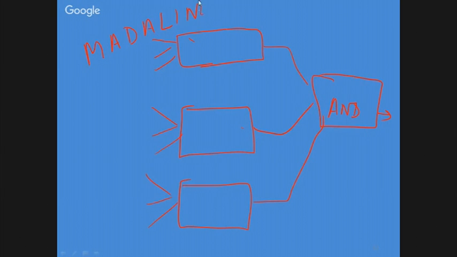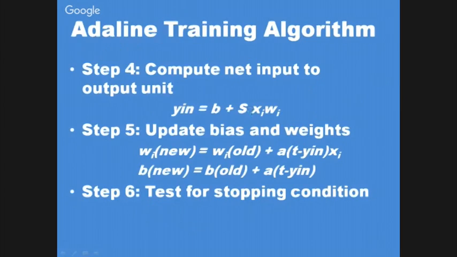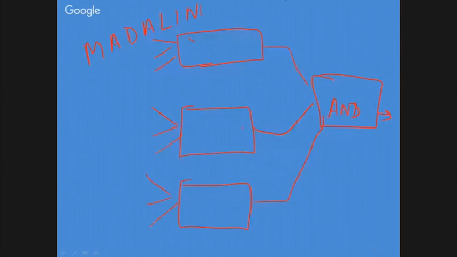M-A-D-A-L-I-N-E, many Adaline. So this is your multiple Adaline network. That's why it is known as Madeline. When you connect multiple Adalines, these are all Adaline. So if these are 1, 2 and 3, then you can connect them with the AND operation, and finally you get the output of the Madeline network.